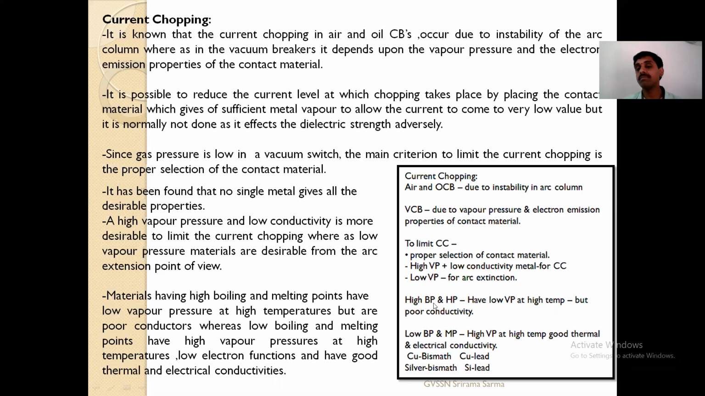So a high boiling point metal has low vapor pressure at high temperature, but poor conductivity. A low boiling and melting point metal has high vapor pressure at high temperature, and good thermal and electrical conductivity. These properties are required for current chopping and arc extension. That's why we use a combination of these metals: copper bismuth, copper lead, silver bismuth, silver lead. These alloys will be used for the electrode manufacturing.